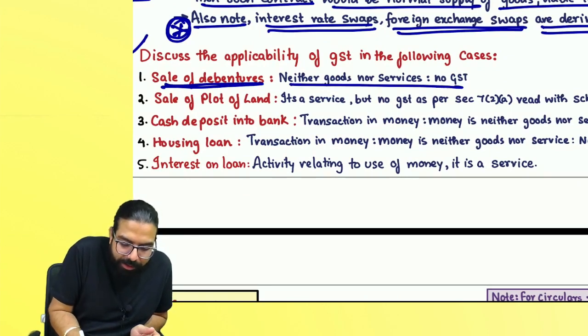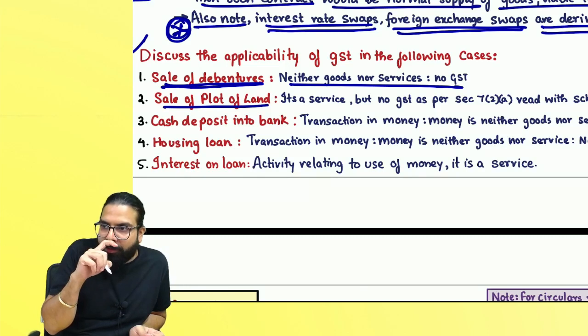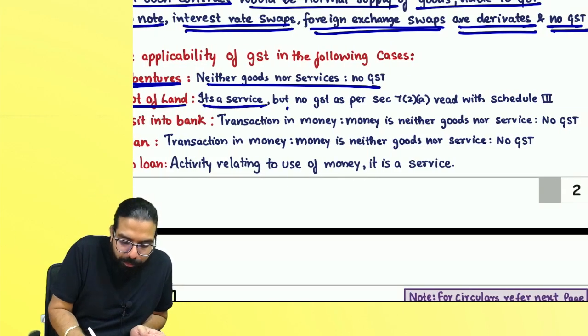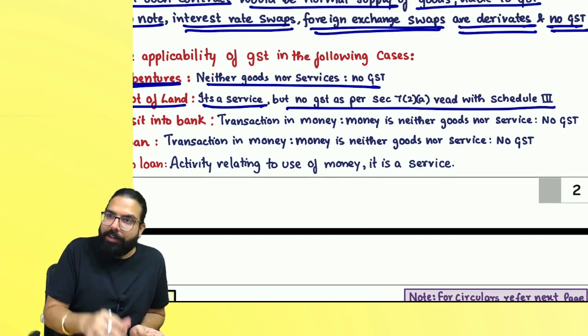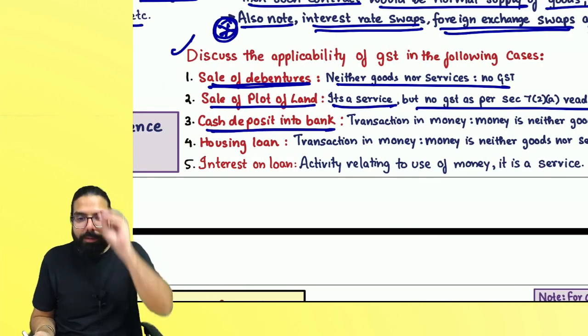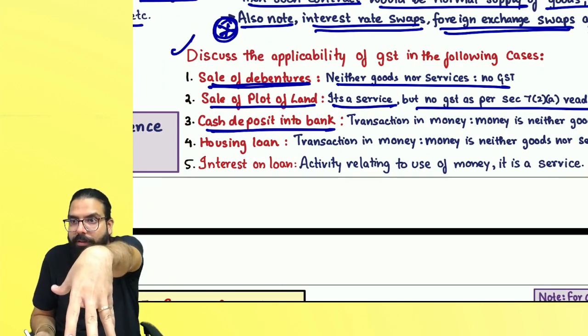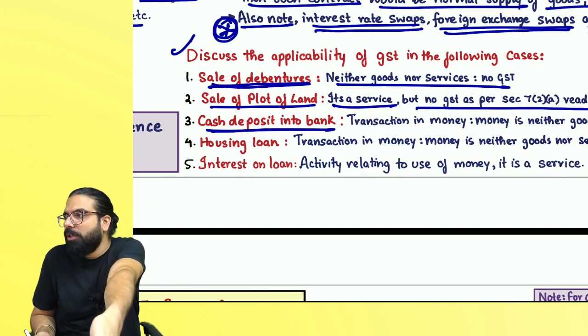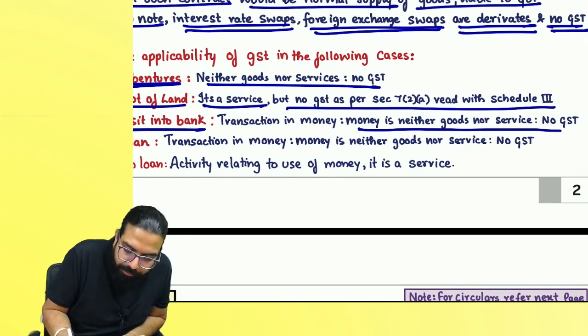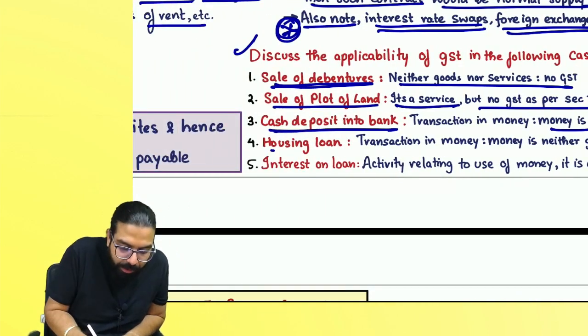Sale of debenture, neither goods nor service, no GST. Land is what? Goods or service? Immovable property is service. This point you will not understand now; you will understand in detail later. Next. Cash deposited into bank. You put money in the bank. Goods or service? Neither goods nor service. It's money. Money is neither goods nor service. No GST. Next. Housing loan.